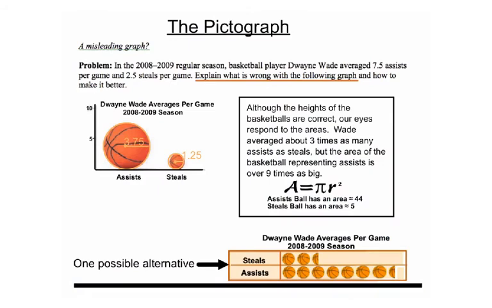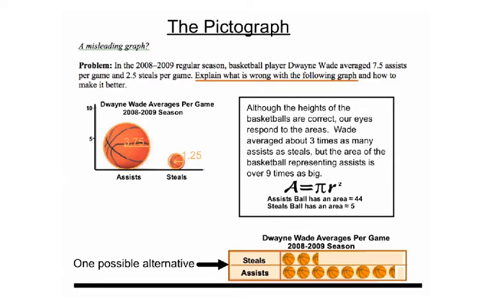Okay, then there's something called the pictograph, where they actually use some type of picture that relates to the scenario that they're describing. So let's read the problem. In the 2008-2009 regular season, basketball player Dwayne Wade averaged 7.5 assists per game and 2.5 steals per game. Explain what is wrong with the following graph and how to make it better.